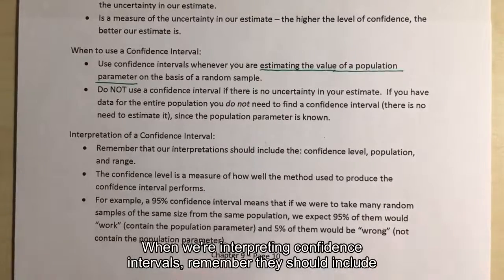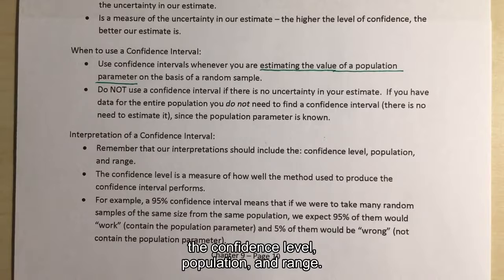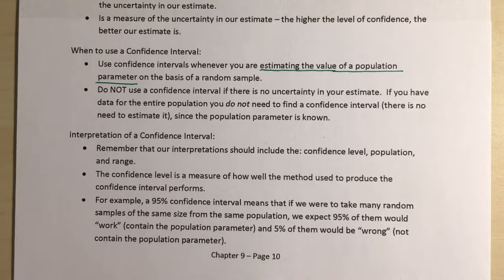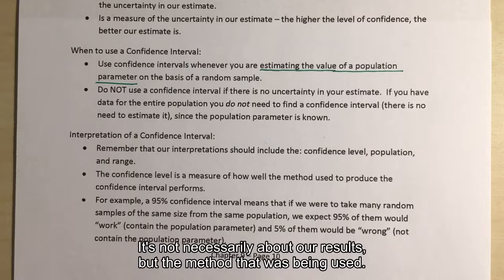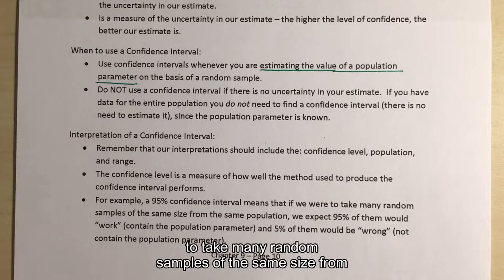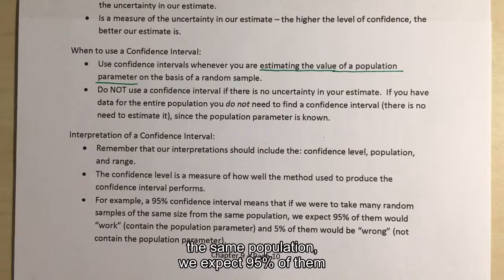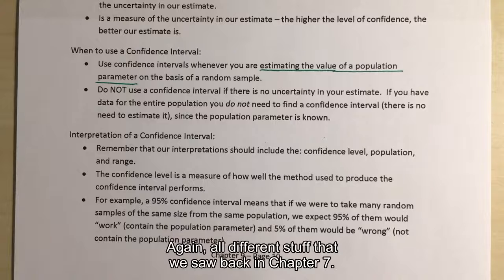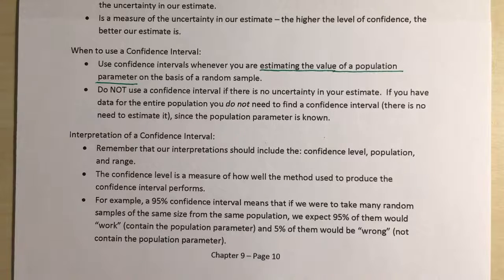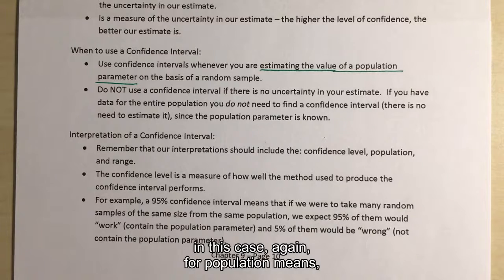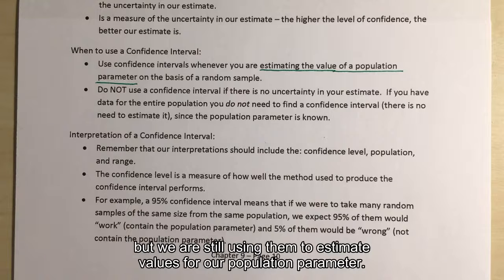When we're interpreting confidence intervals, remember they should include the confidence level, population, and range. Again, our confidence level is about how well our method works. It's not necessarily about our results, but the method that was being used. So for example, a 95% confidence interval means that if we were to take many random samples of the same size from the same population, we expect 95% of them to have intervals that contain the population parameter. So again, all different stuff that we saw back in chapter 7. We're just looking at our confidence intervals, in this case again for population means, but we are still using them to estimate values for a population parameter.